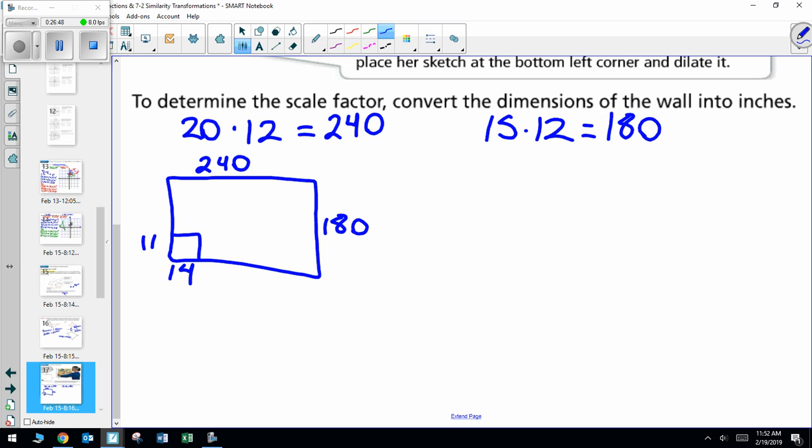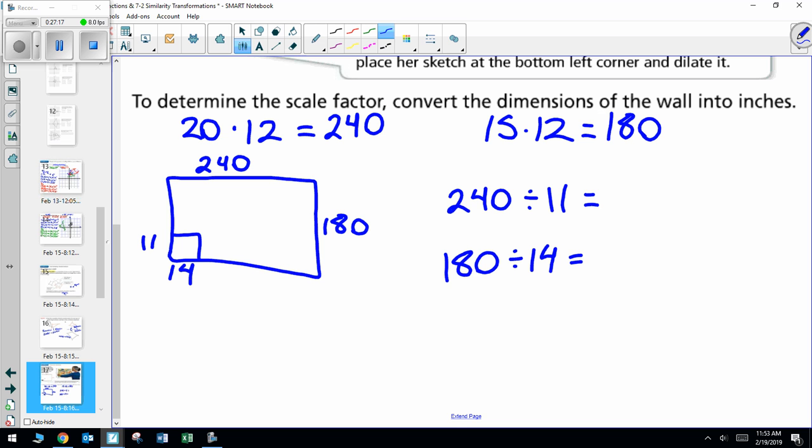If I want to know if these fit into one another, I have to see if 240 divides evenly by 11 inches, or if 180 divides evenly by 14 inches. And if they do, it should be the same exact number, and that'll be, well, it is proportional. It has a scale factor that would multiply it to be that bigger, right?